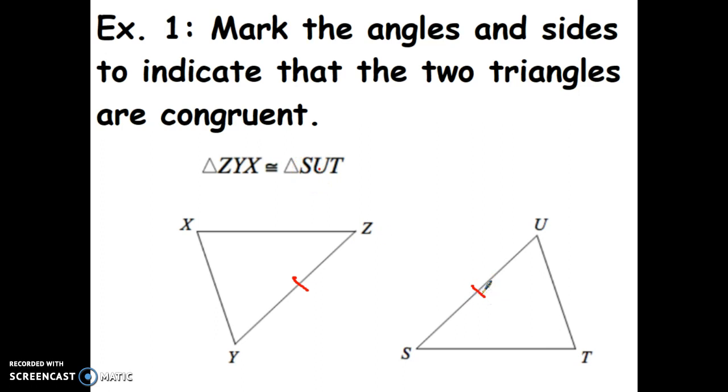What these tick marks mean is that these two line segments are corresponding, meaning they're in the same place in each figure, and they're also congruent. Next, we have YX. And let me actually use color. So we did ZY and SU. Let me change color. Here, the next two we have is YX. So I'll use 2 tick marks. And we also have UT. And then lastly, ZX, we'll use 3 tick marks, and ST, we'll use 3 tick marks.